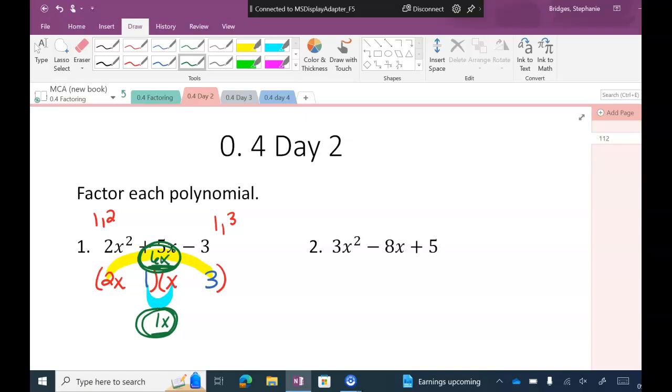So what I need to think about is, where do I put it to make that 6 positive? Can I put it in front of the 2? No. So it's going to have to go in front of what number? The 3. So we're going to have to put the plus here.